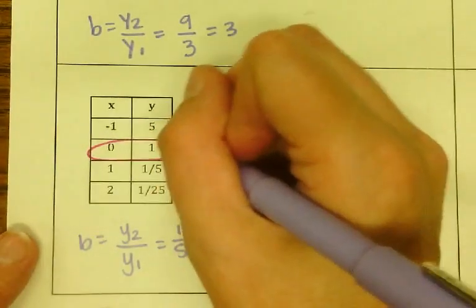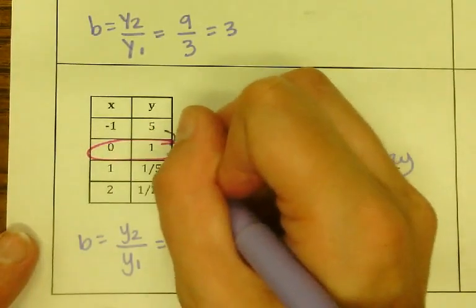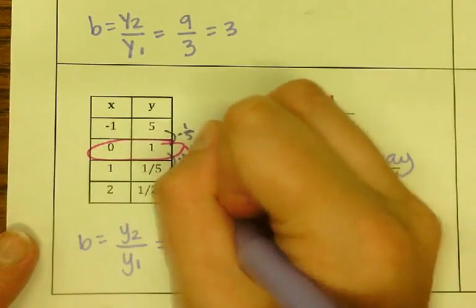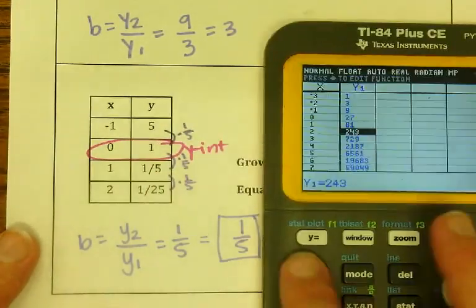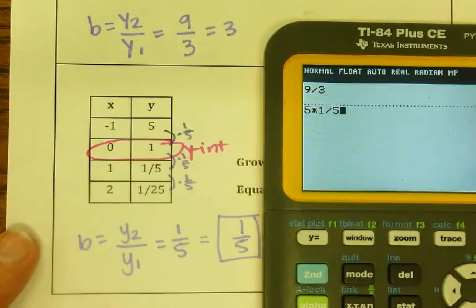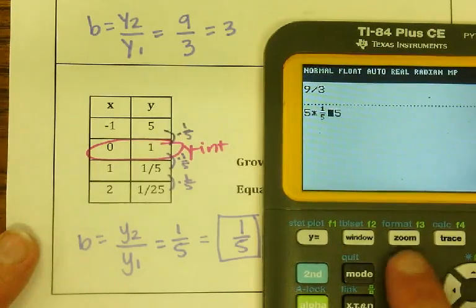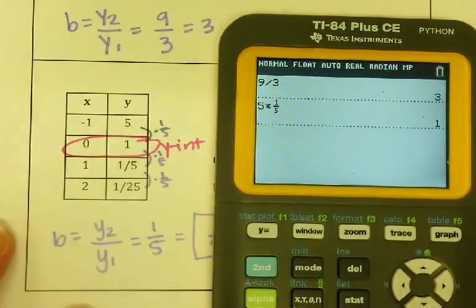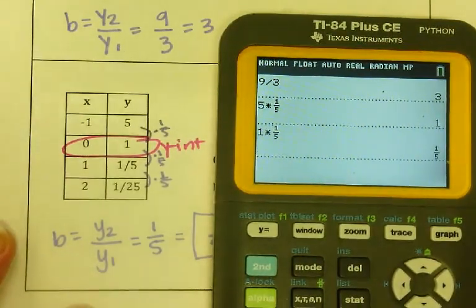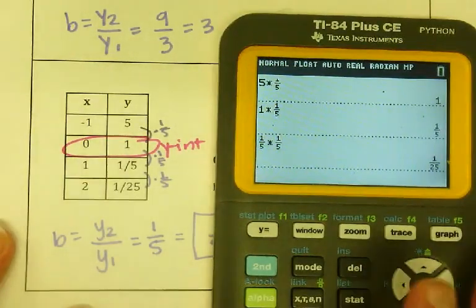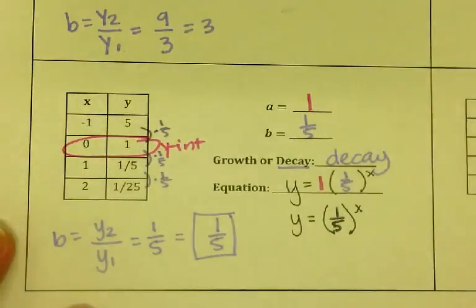And, guys, you notice that every single time we are multiplying by 1/5 to get to the next value on our table. If I did 5 times 1/5, then y'all, that would give me a 1, and then 1 times 1/5 gives me a 1/5, and 1/5 times 1/5 gives me that 1/25. All right, guys, so we are multiplying by 1/5 each time.